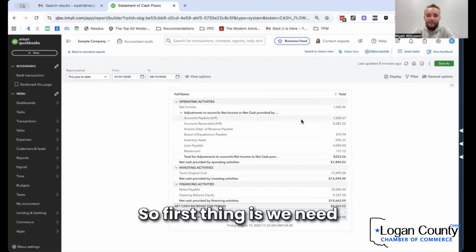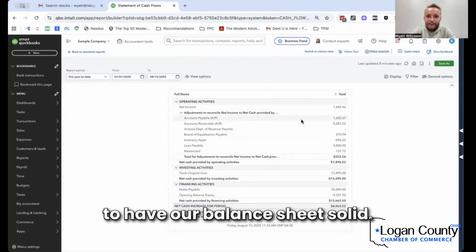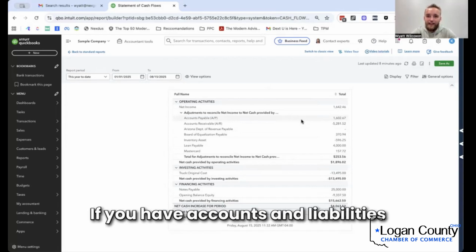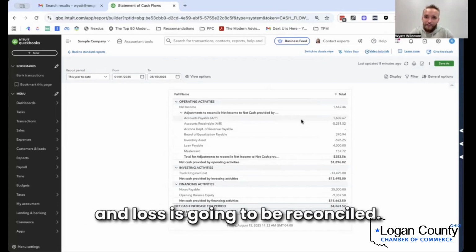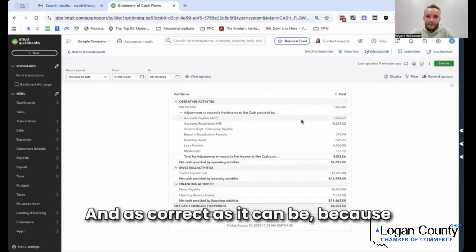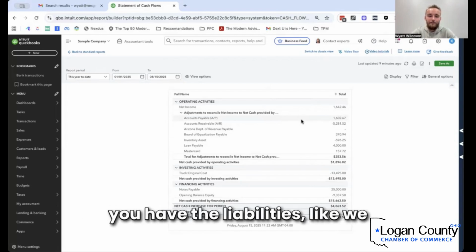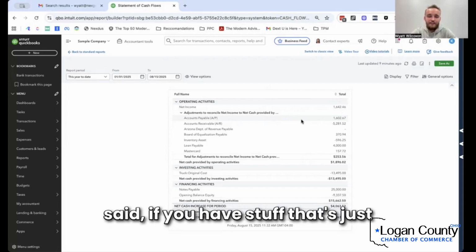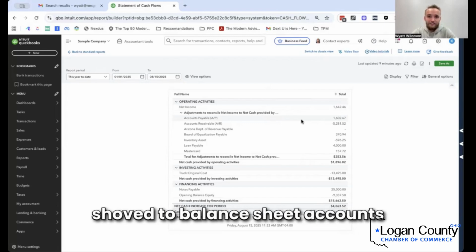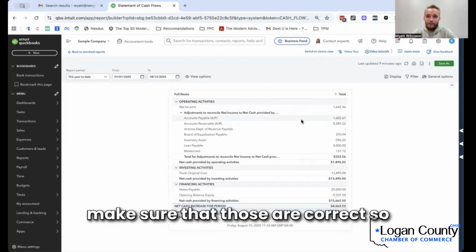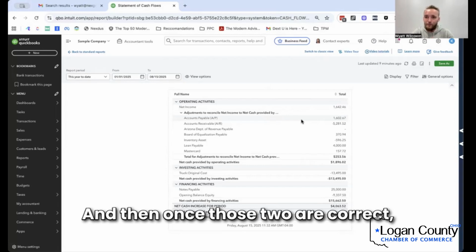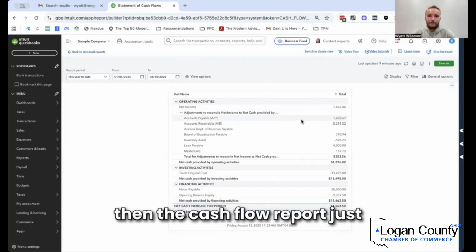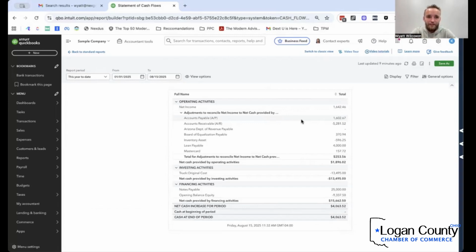So first thing is we need to have our balance sheet solid. If you have accounts and liabilities that aren't being reconciled out, then we can't guarantee that your profit and loss is going to be reconciled and as correct as it can be. Because if you have holding accounts, if you have the liabilities, like we said, if you have stuff that's just shoved to balance sheet accounts and owner's draw, we need to make sure that those are correct so that our profit and loss can be correct. And then once those two are correct, then the cash flow report just summarizes both of those together.